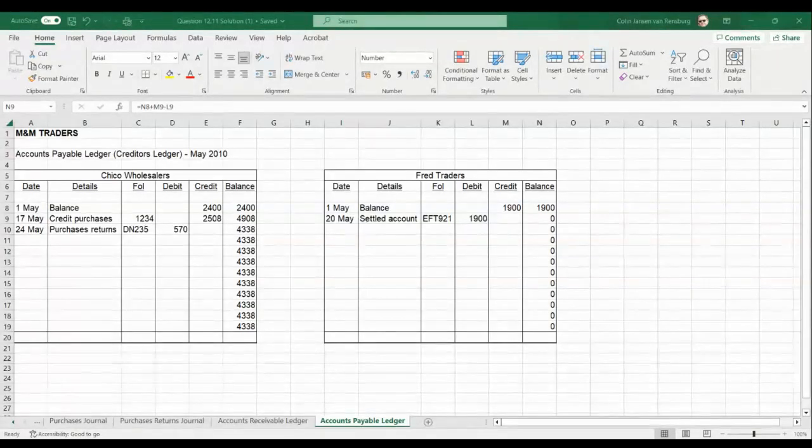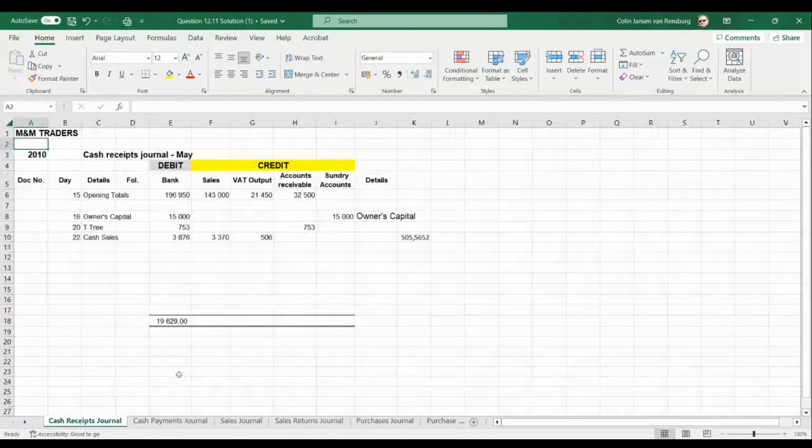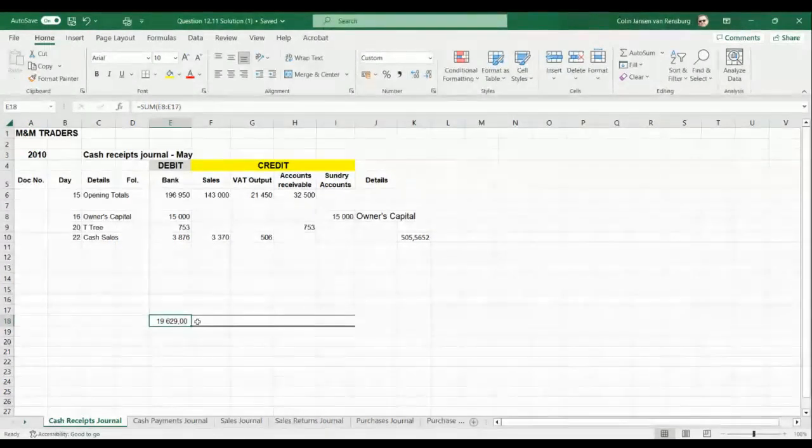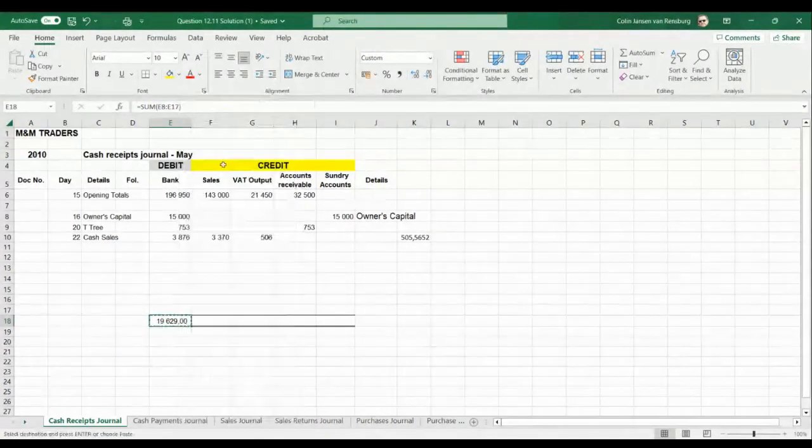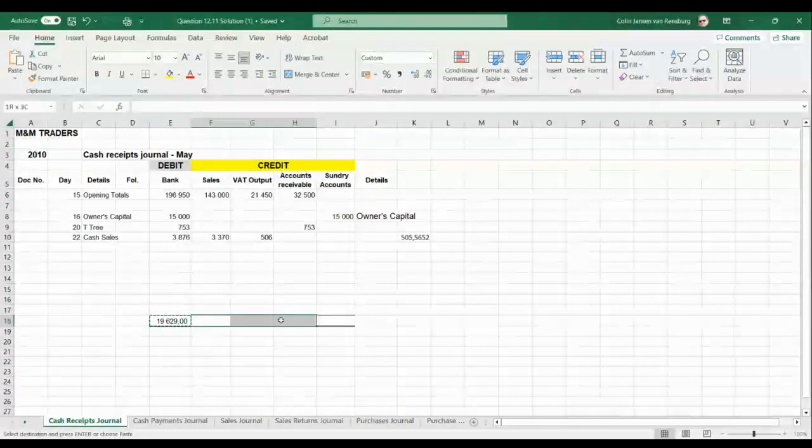So now all that remains for us, ladies and gents, is to go and post everything over to our general ledger as well. So let us go to our various journals. So let us go right to the beginning. Our cash receipts journal. I've just added the first total there, so let us copy that over.